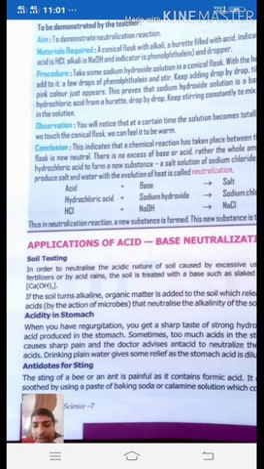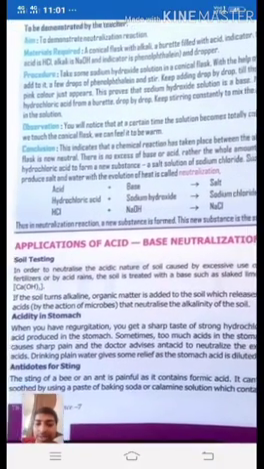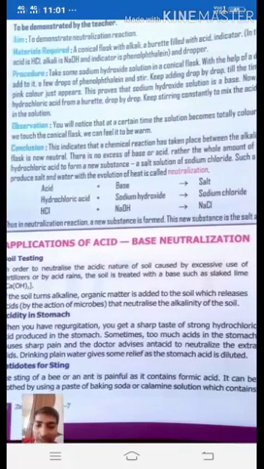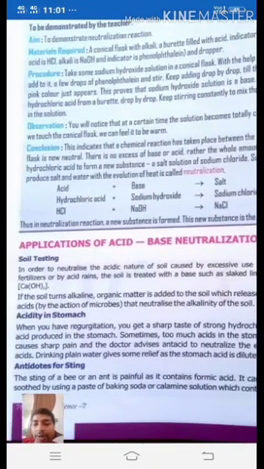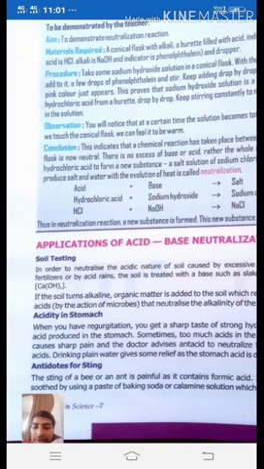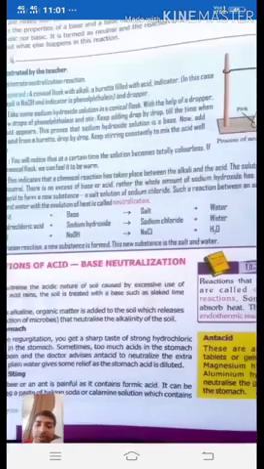If the soil turns alkaline, organic matter is added to the soil which releases acid, that neutralizes the alkalinity of the soil. What do we add if the soil becomes more alkaline? Organic matter is added to the soil to neutralize it, because organic matter releases acid and neutralizes the excess base present in the soil.